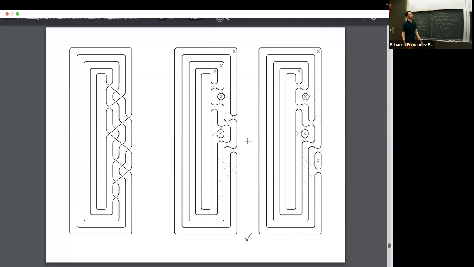If someone's curious, I do think that trying to think about how to exactly associate actual cycles to band factorizations is an interesting problem.